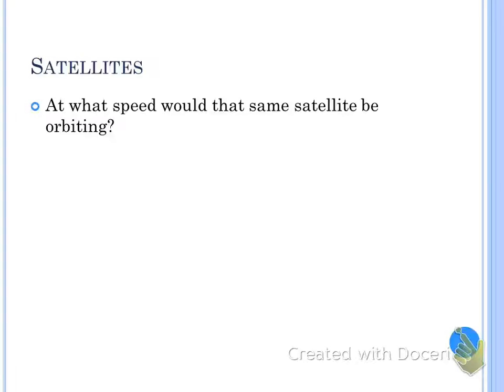Now I want you to go ahead and find the speed for that satellite. When we find this speed, are we going to use the radius, our final answer from the last problem, or are we going to use the total radius? The total radius, right? So we can't use that 3.58. We want to use the total radius here, from the center of the Earth to the satellite.